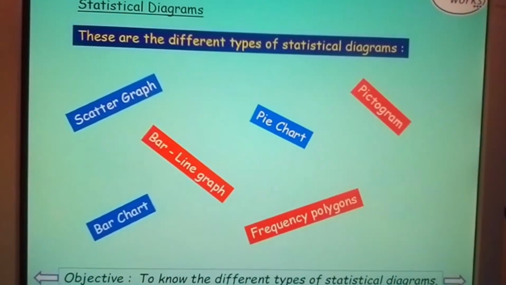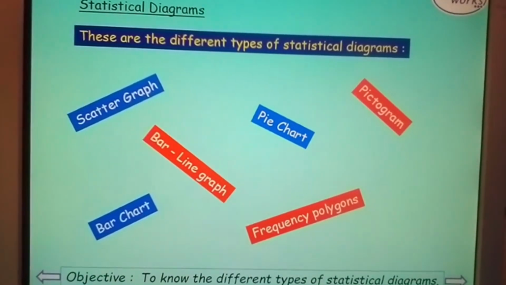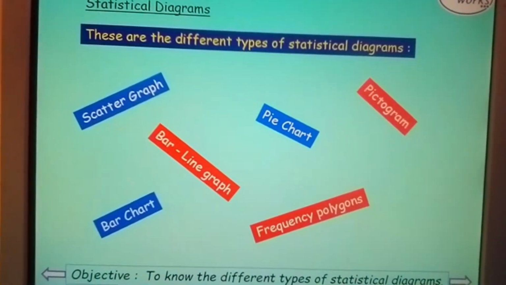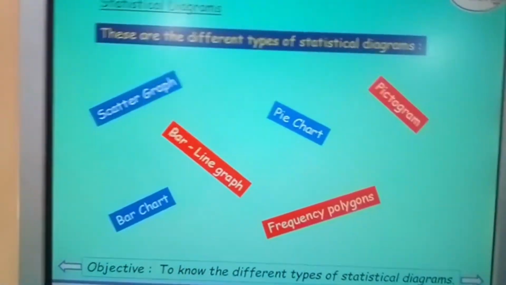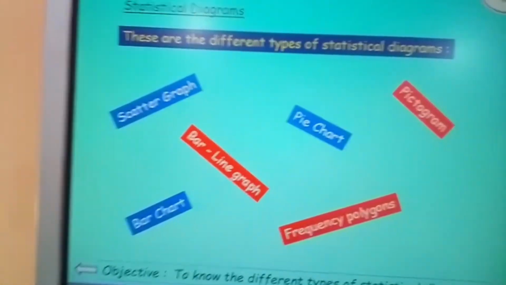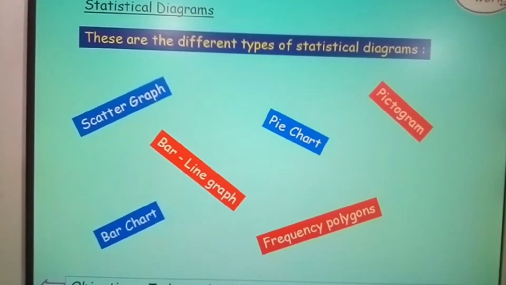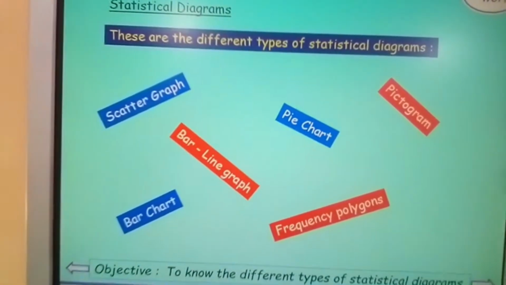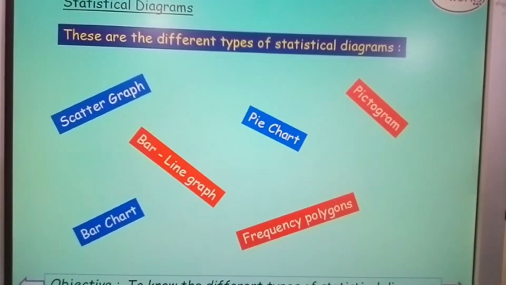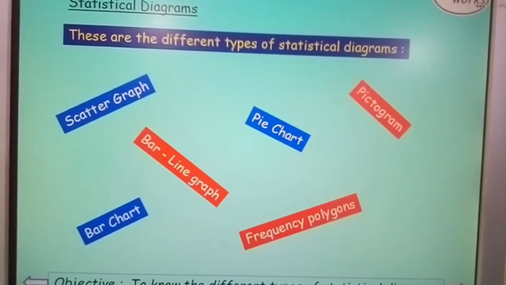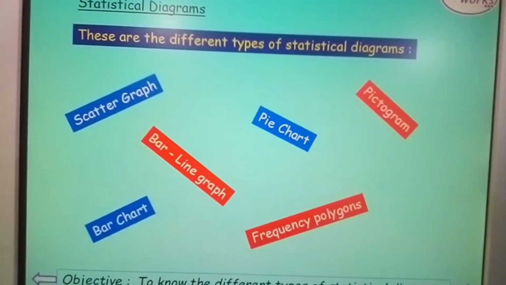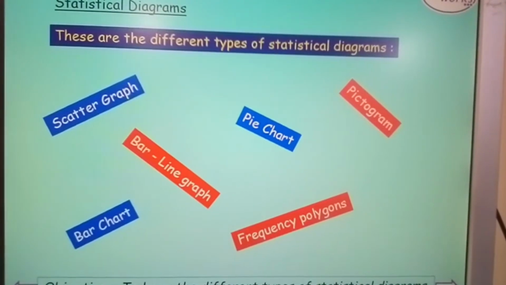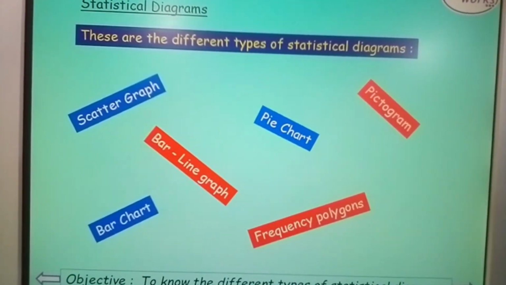Okay, statistical diagrams. These are the different types of statistical diagrams: scatter graphs, bar and line graphs, bar chart, pie chart, pictograms, and frequency polygons. Okay. Excuse me, sorry about that. You need to know the different types of statistical diagrams, okay?